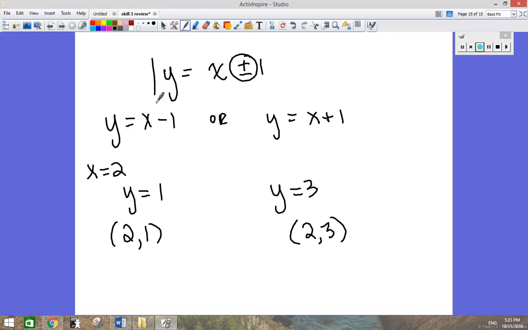If you see absolute value symbols around a y, it can't be a function. If you see an even exponent on y, it can't be a function. We want the exponents to be odd, and we don't want any symbols around the y. So I hope that helps.